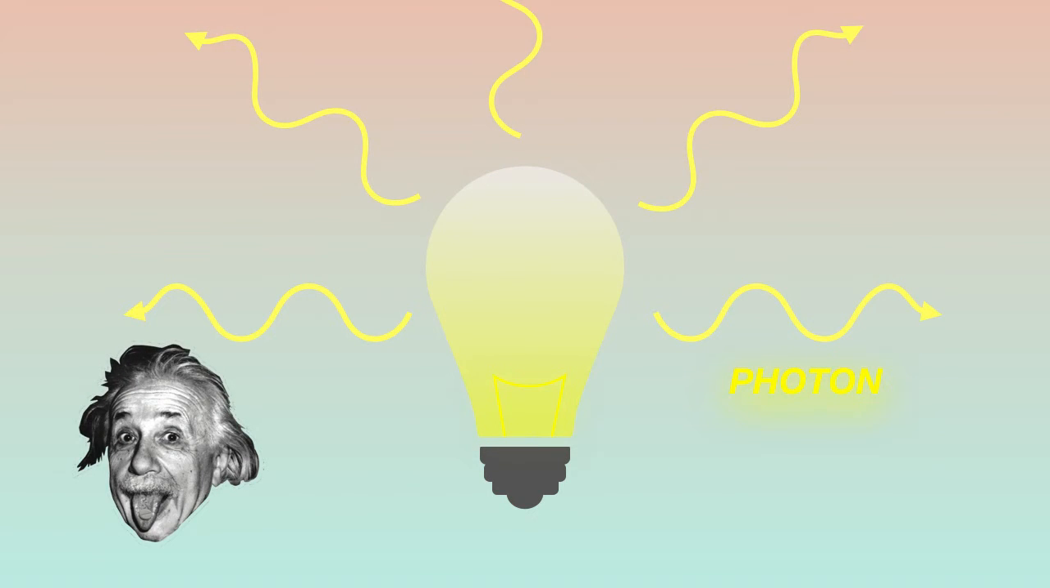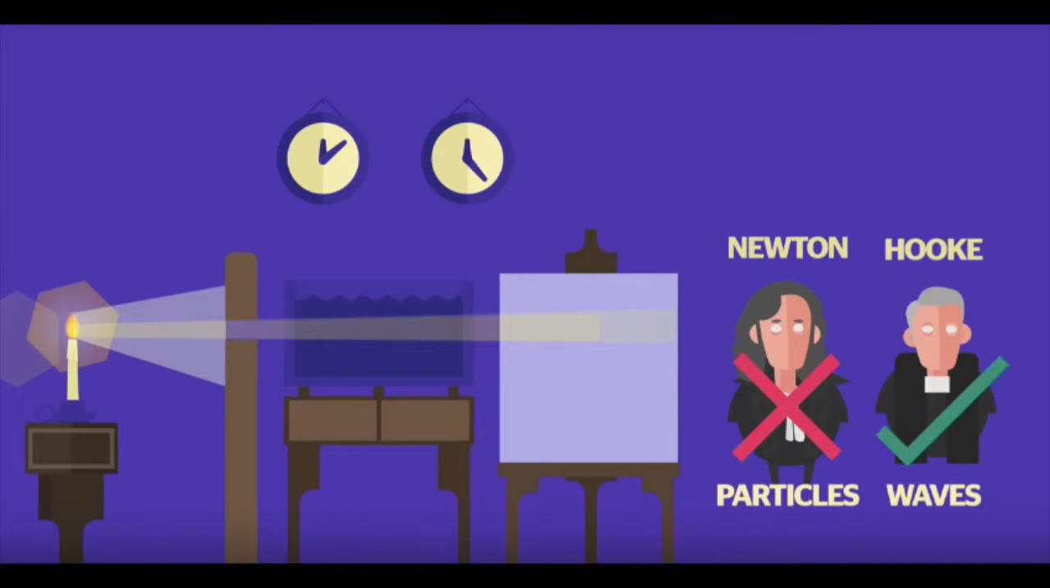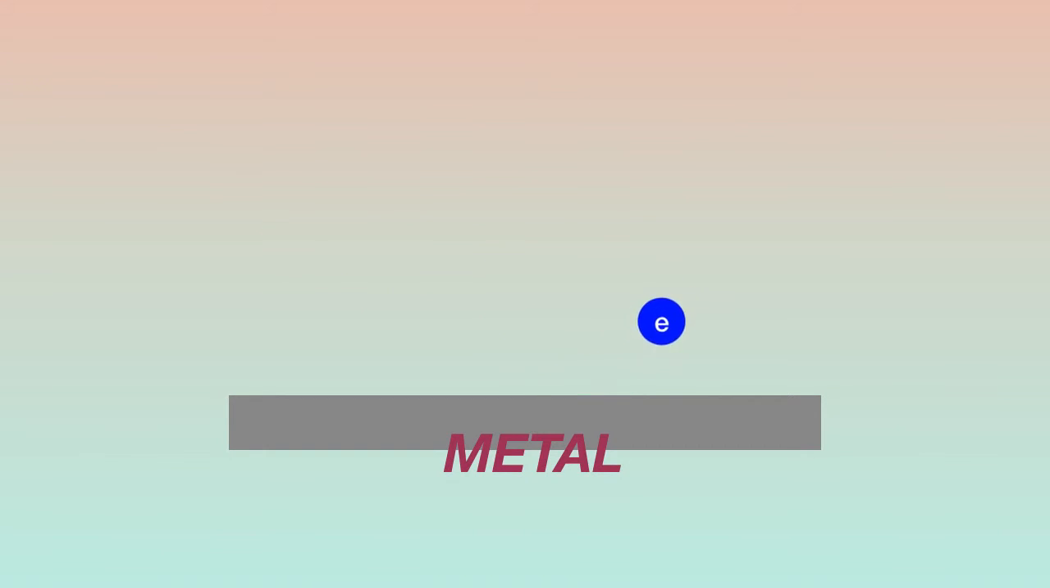Albert Einstein discovered that light is composed of particles called photons. Now, a long debate between Hooke and Newton was to prove whether light is a particle or a wave. The debate was won by Hooke when a few experiments proved that light is a wave, until the photoelectric effect. If you shine a light with high enough energy at a metal, electrons will be emitted from the metal.